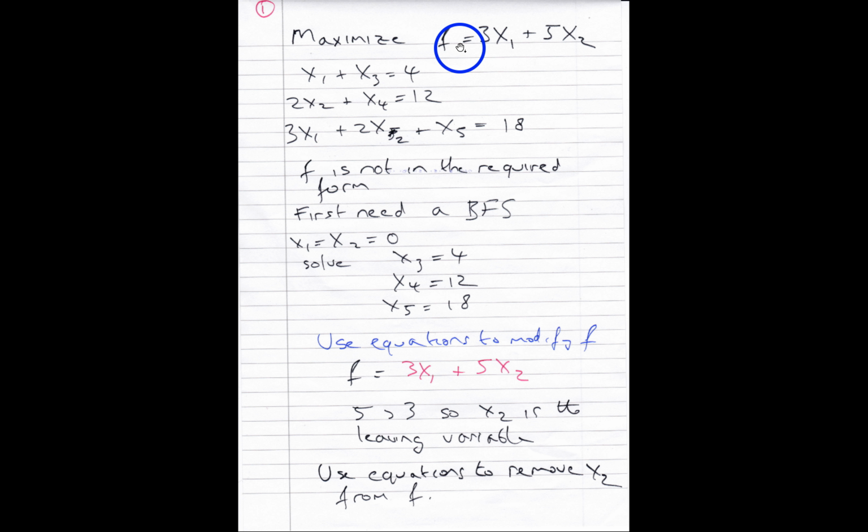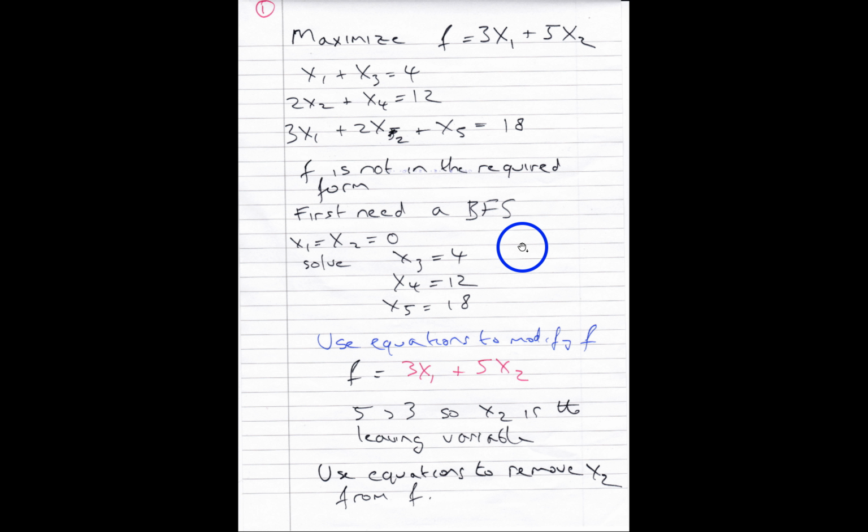So we're looking to maximize f equals 3x1 plus 5x2, and we have these constraints, and f is not in the required form, so we're going to have to do some manipulations. The first thing we need to do is check that we're in the basic feasible solution. If we set x1 equals x2 equals 0, then we solve these equations up here. If x1 and x2 equal 0, we get x3 is 4, x4 equals 12, and x5 equals 18. These are all positive, so our starting point is in the basic feasibility region.